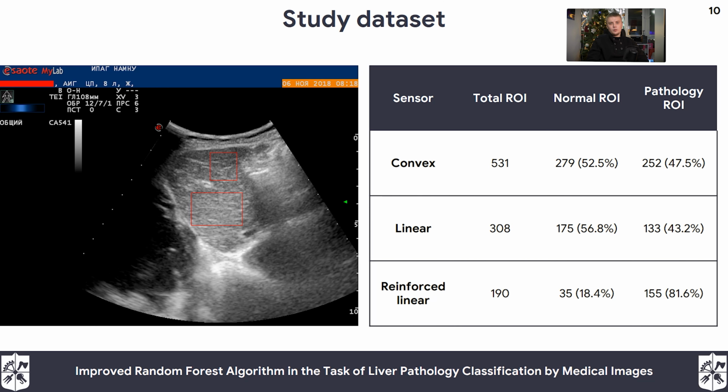Since the ultrasound images were taken by 3 different sensors, the regions of interest were accordingly divided into 3 general samples, and different classification models were trained on each of them. As can be seen from the table on the right, there is a class imbalance in the reinforced linear sensor data sample, which must be taken into account in the modeling.